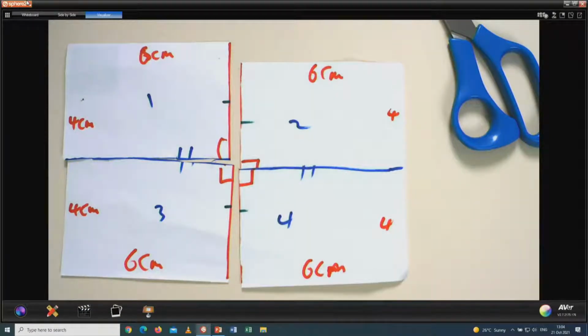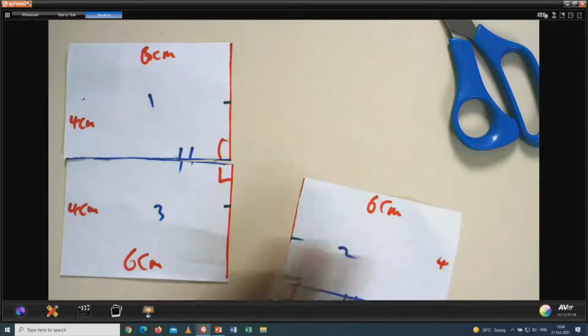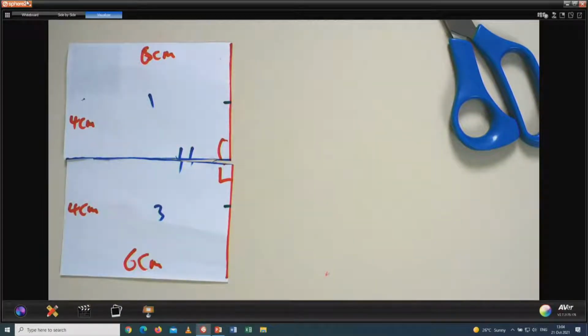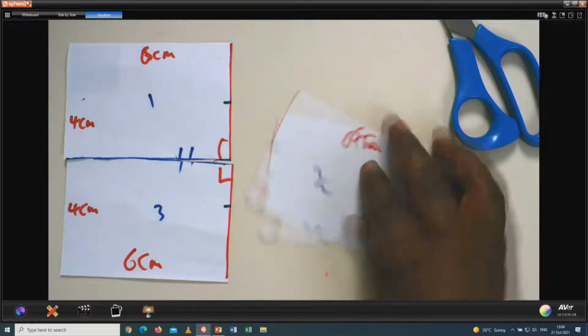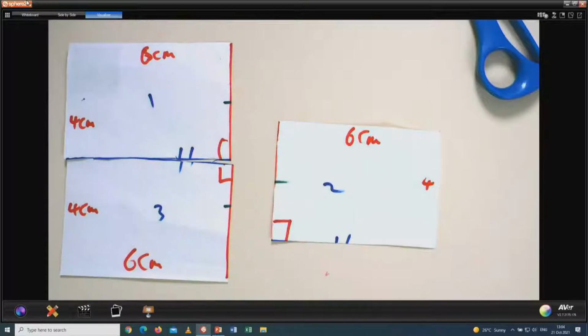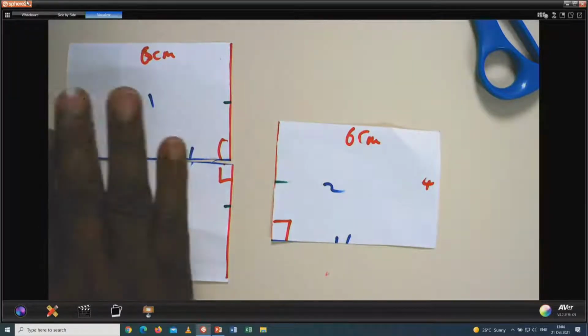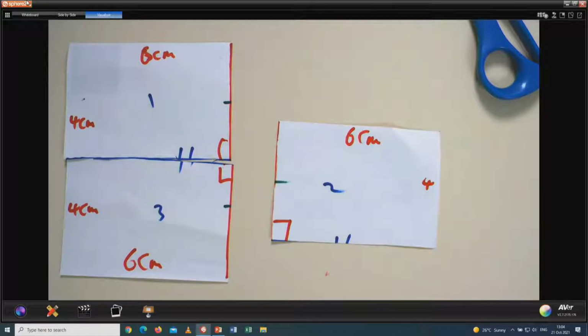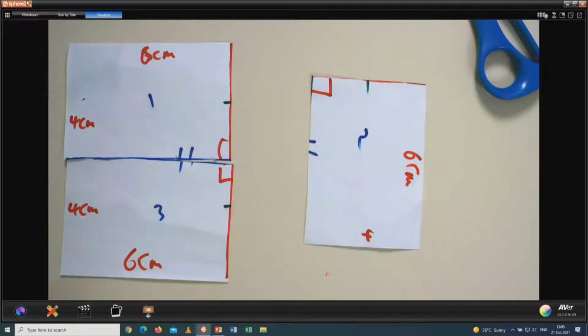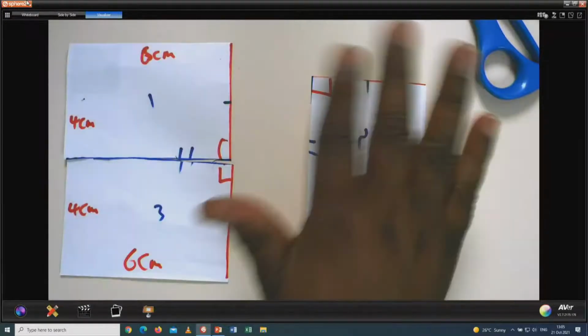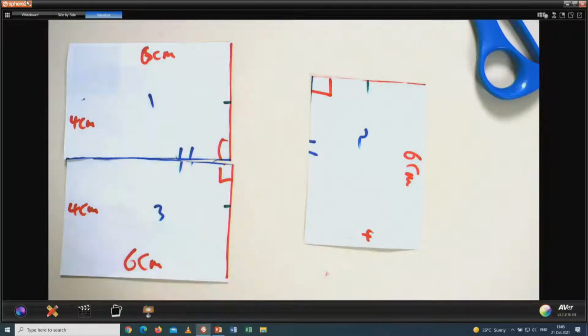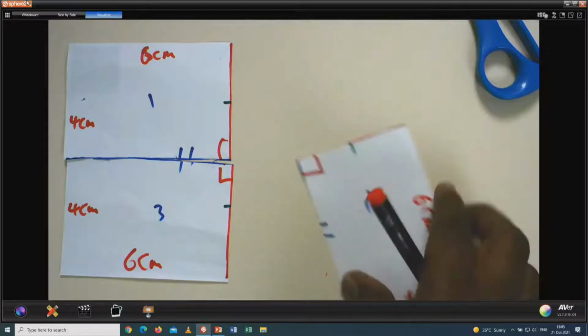Now, let's check. We agree this is a rectangle. Do they have the same size? No, this one is bigger than this one. Therefore, we can say they are similar: same shape, but different size. That's the general difference in similarity, but we'll come to the questions more and illustrate more.